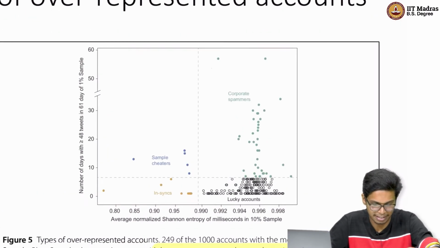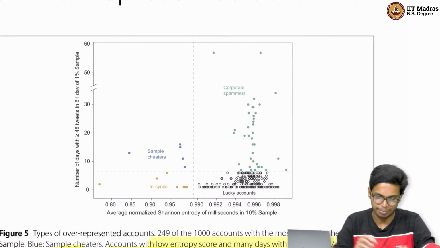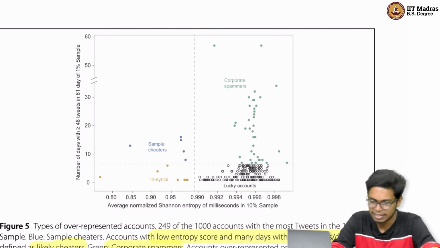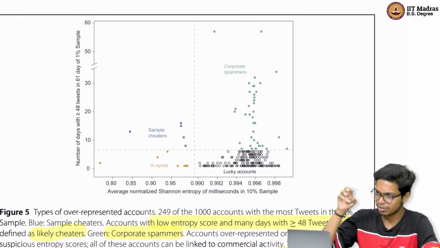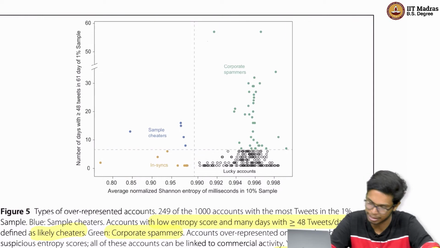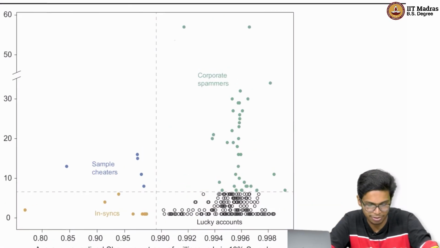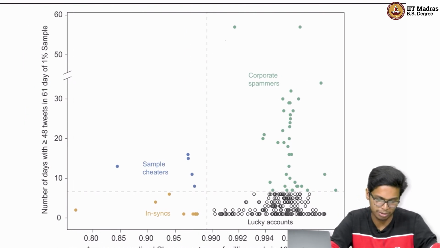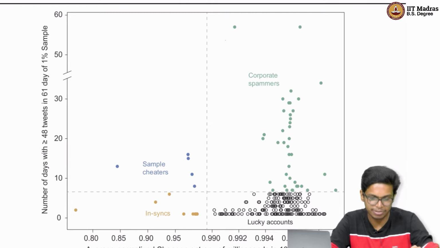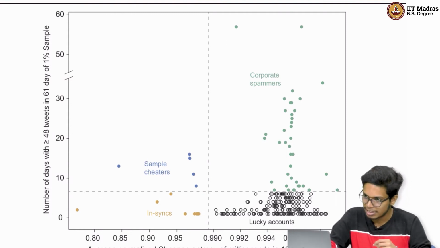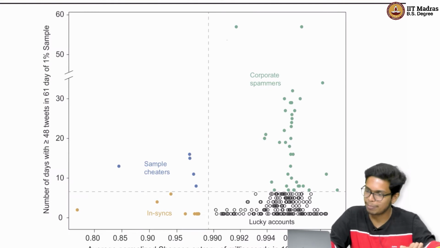So this is again a very interesting plot. Based on the two mathematical definitions of entropy and binomial distribution, the authors were able to identify 4 different types of users or accounts which are overrepresented in the 1% sample API dump. The first part is corporate spammer, which on the x-axis you can see tweet a lot of times, and the number of days where they are tweeting a lot is more. So it's not by chance that only one day they are tweeting a lot, but this is happening across a lot of days.